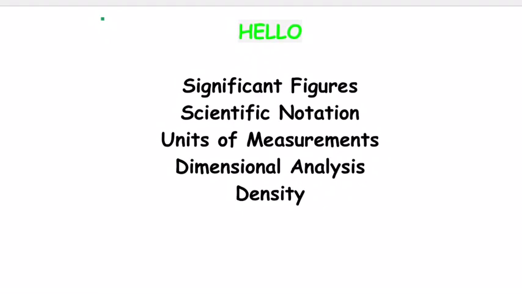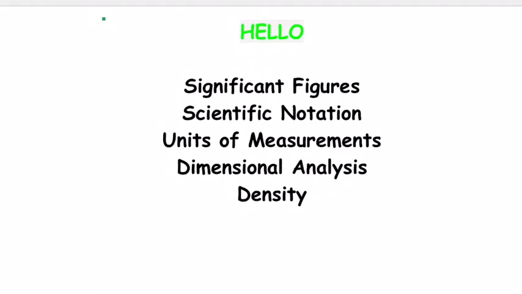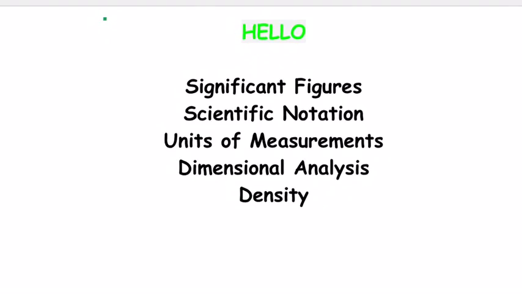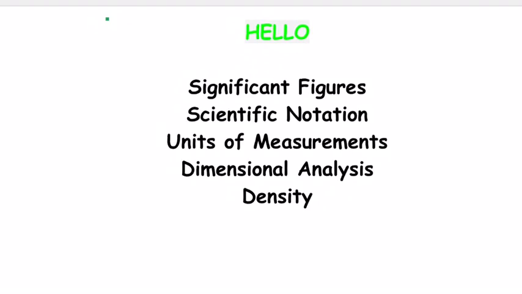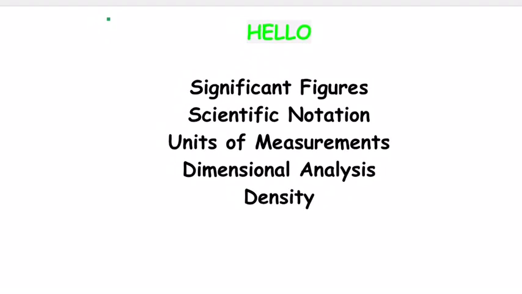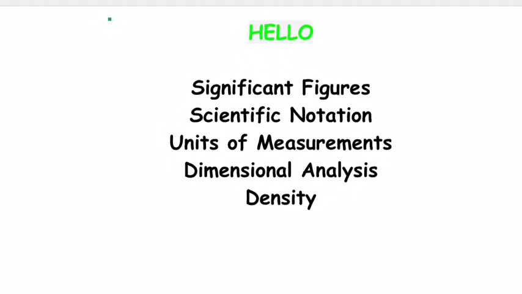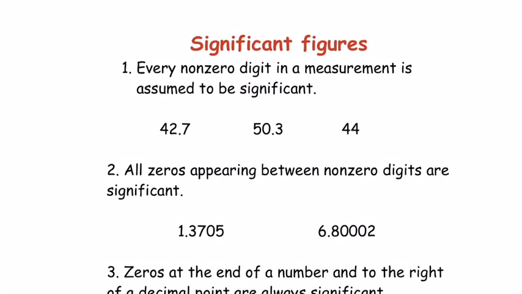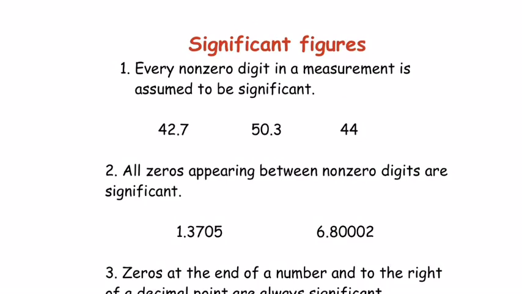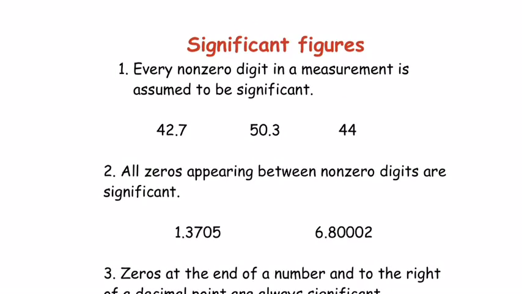Hello there! Today we will be talking about significant figures, scientific notation, units of measurement, dimensional analysis, and density, which are all very important to begin your high school chemistry course. First, let's talk about significant figures and measurement. Now, significant figures have certain rules we have to follow.